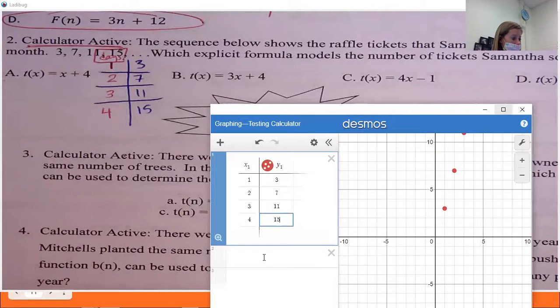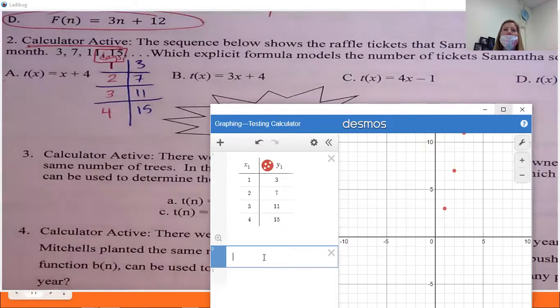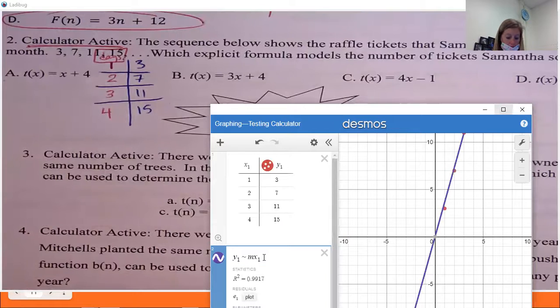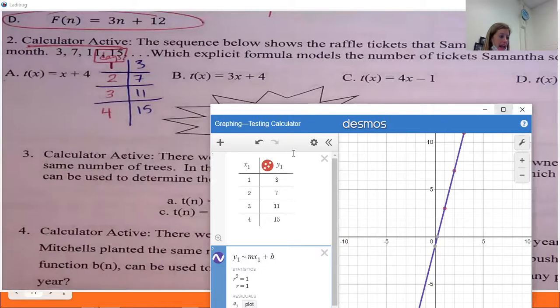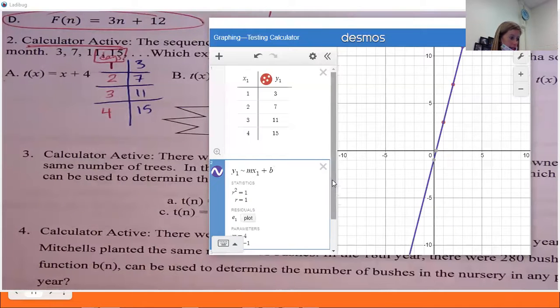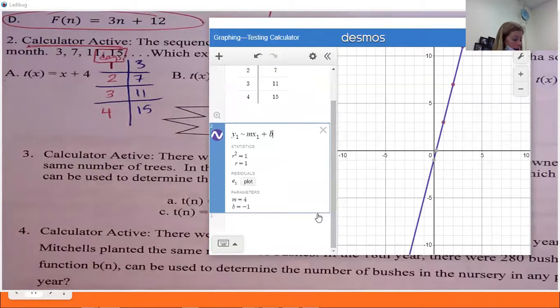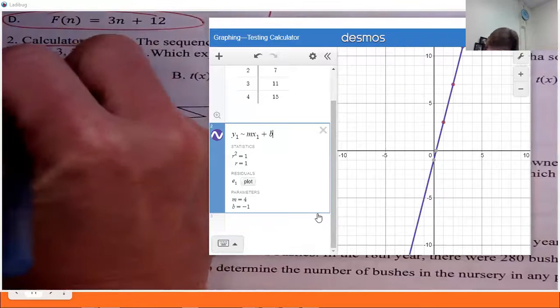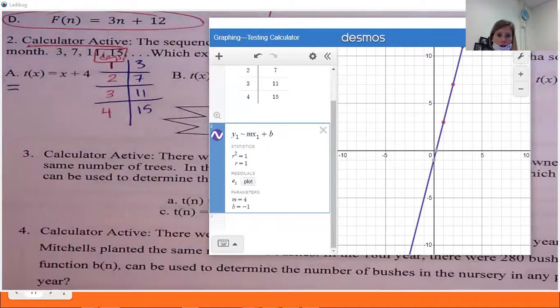All right. And underneath here, I'm going to type what? Can anybody tell me? Y1 tilde mx1 plus b. Type that in now. And if you look at your answer choices, if you scroll down, Liam, what does Desmos tell you the slope and the y-intercept are? Is your what? Slope or y-intercept? It's your y-intercept. B is your y-intercept.